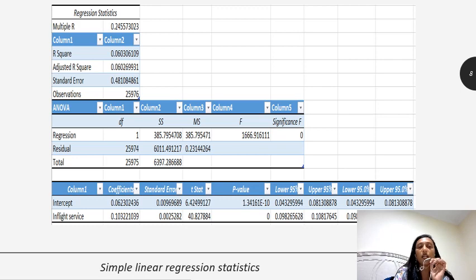The observation tells the number of data points, which here is 25,976. The p-value tells whether the variable is statistically significant or not, and here the in-flight service is statistically significant with p equal to 0, while the intercept is statistically insignificant.